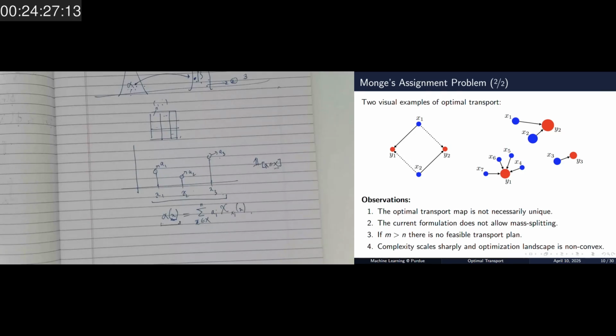That's all I had to say about Monge's assignment problem. But these are all pretty significant problems, and mass splitting is basically the main cause of this issue.